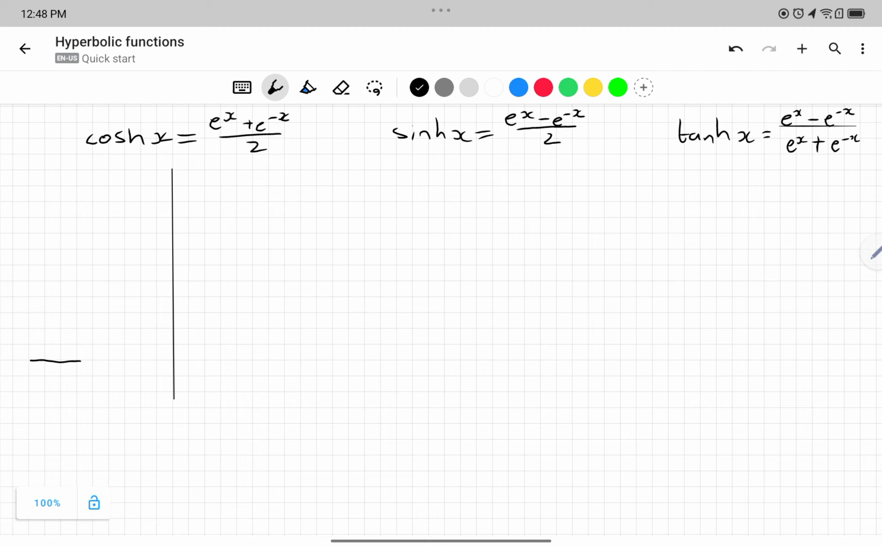Straight line. Okay. So this one is the hyperbolic cosine. It's like a parabolic shape, something like this. Please note, these are not drawn to scale. It's just a sketch. So it's something like this. And so this is the hyperbolic cosine.